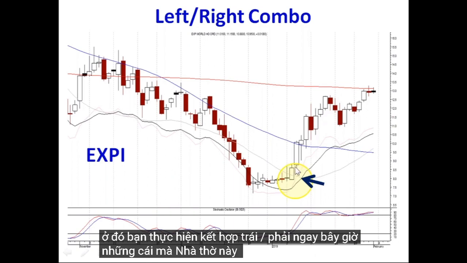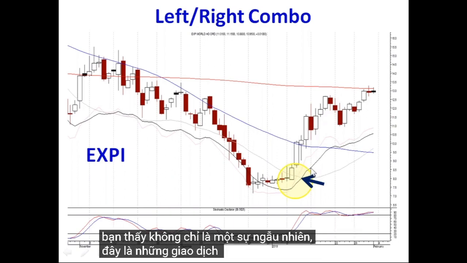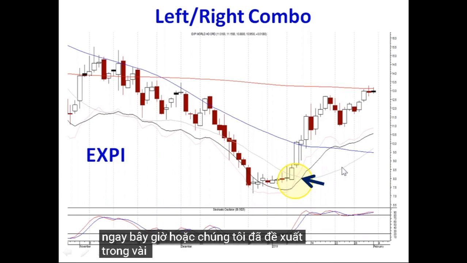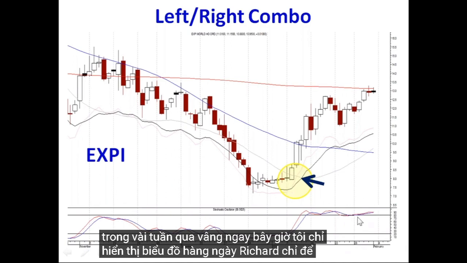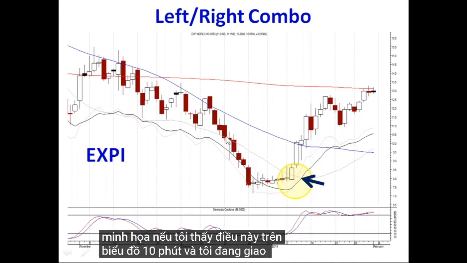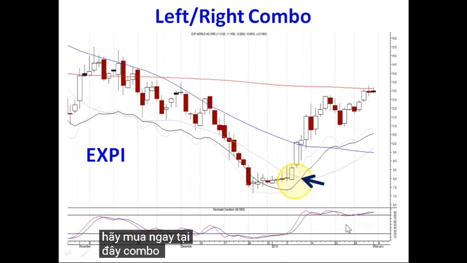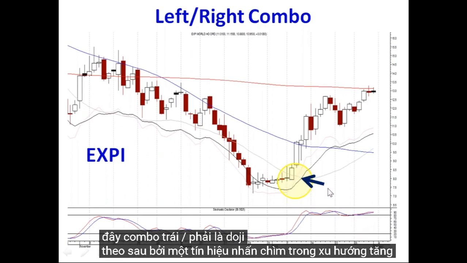Now, these charts that I'm showing you aren't just happenstance. These are trades that we're either in right now or we've recommended over the last few weeks. Yes, right now I'm just showing the daily charts, Richard, just to illustrate. Now, if I saw this on the 10-minute chart and I was trading soybeans, yeah, I'd be buying right here. What's the left-right combo? It's a doji followed by a bullish engulfing signal.